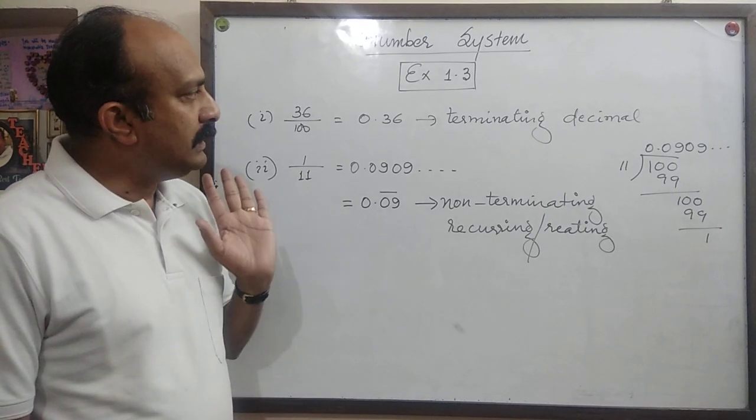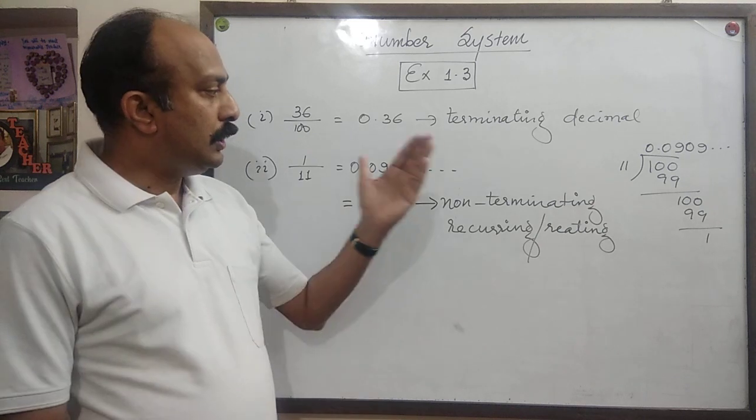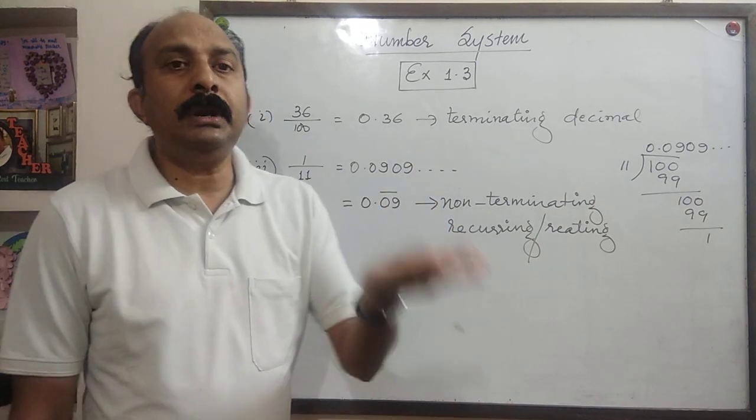Now, there is a third type of decimal number also, that is called non-terminating non-recurring decimal.